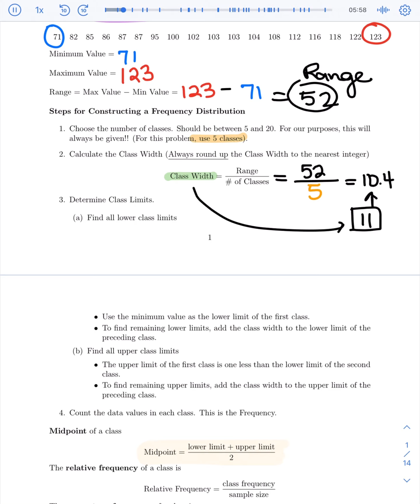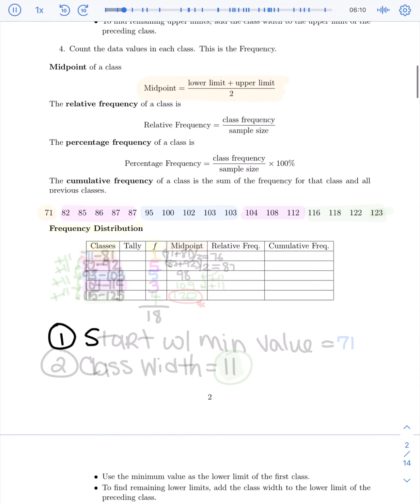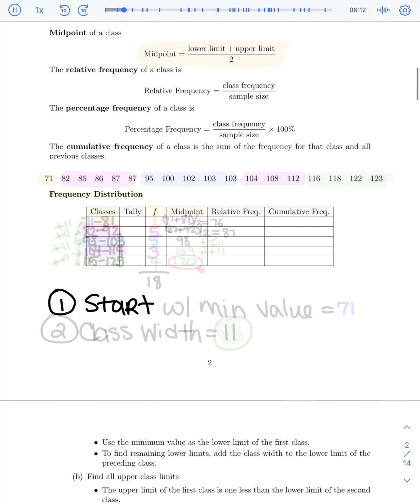Now let's see if we can build our frequency distribution. We're going to do this on the next page. The question is, how do we start, first of all? Well, we're always going to, number one, start with our minimum value. Well, what did we say our minimum value was? I believe it was 71. So we're going to go to our table and we're going to always start with our smallest number, which in this case was 71.